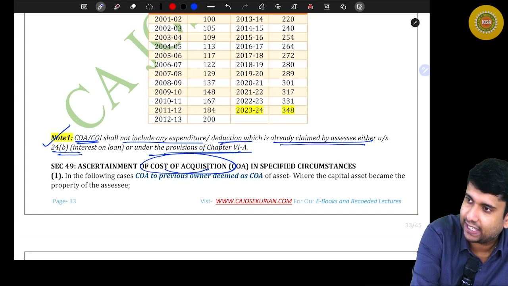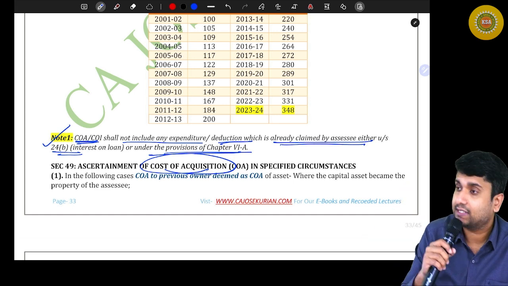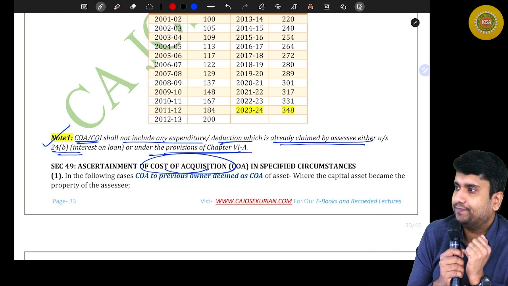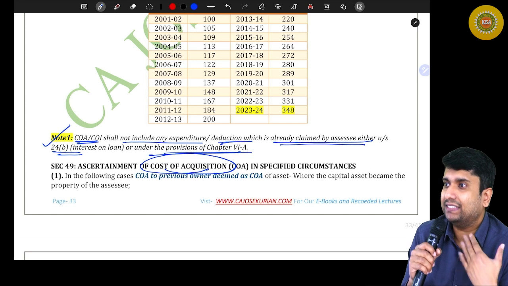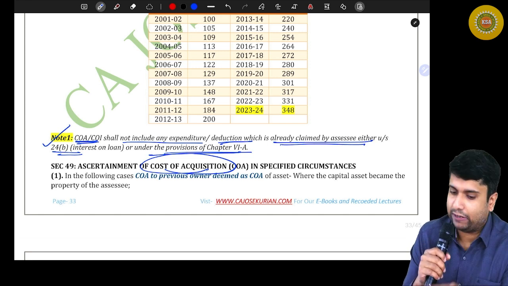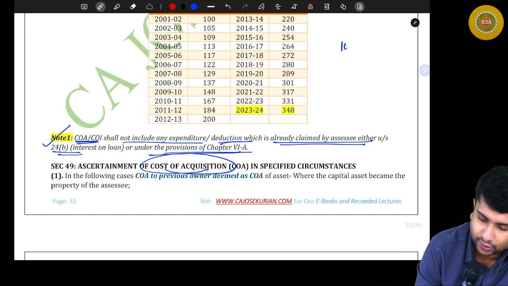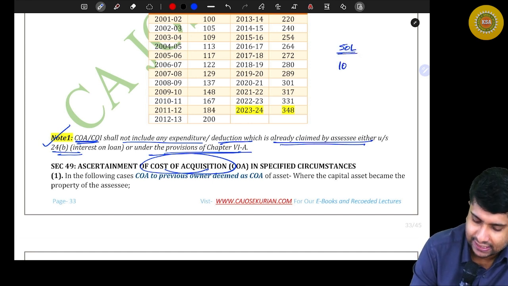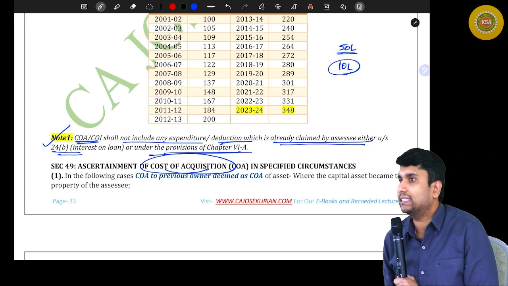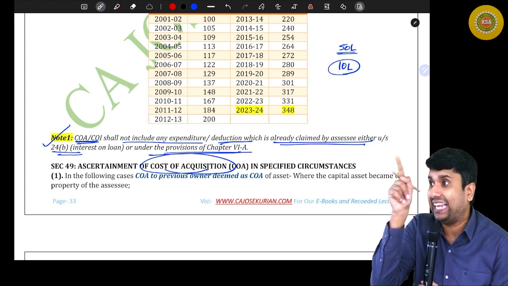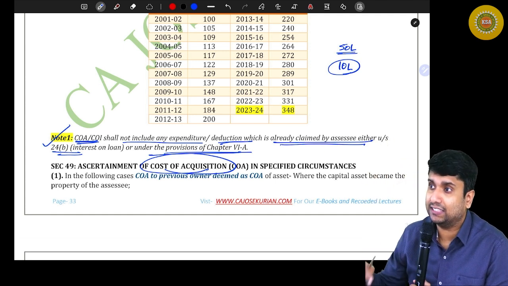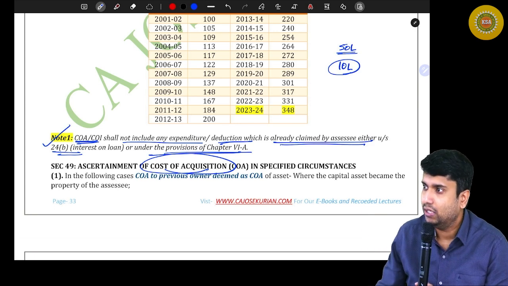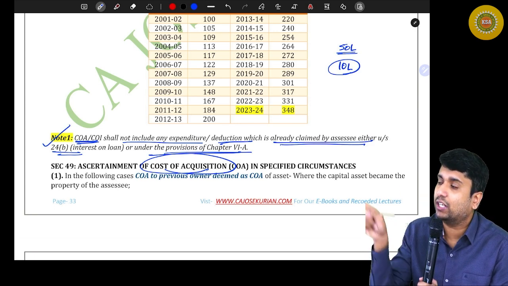Say for example, imagine a case. I purchased a house by taking a loan. Say it is a self-occupied property and the cost of the house was 50 lakh. The interest that I paid is 10 lakh. But for this interest, you can claim a deduction under 24B, house property. Whether it is self-occupied, let out, or deemed let out, the interest that you are paying is allowed as a deduction under 24B.